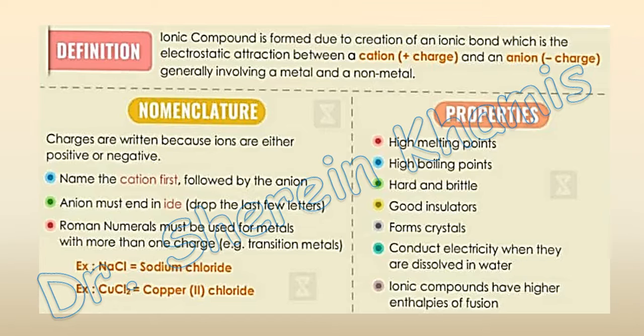So in nomenclature, we say that charges are written because ions have either positive or negative charge. Name the cation first followed by the anion. The anion must end with the word "ide": drop the last few letters and add "ide". We have to write the Roman numeral, which must be used in case the element or metal has more than one oxidation state.